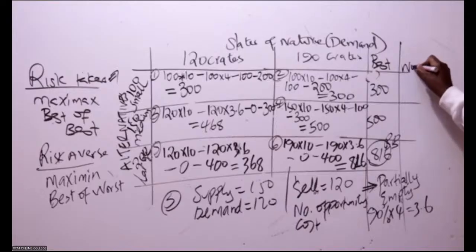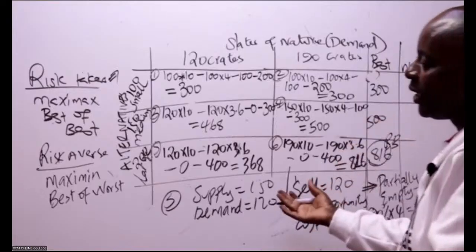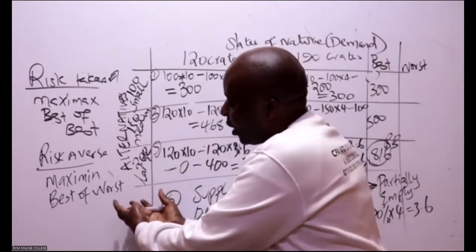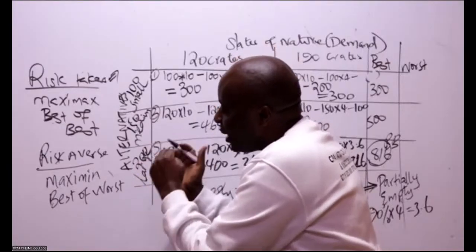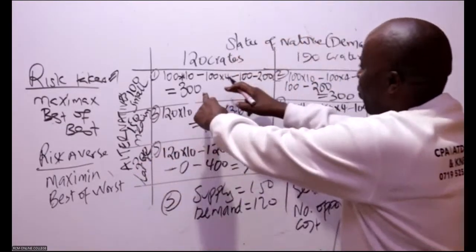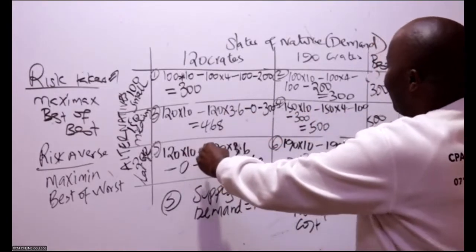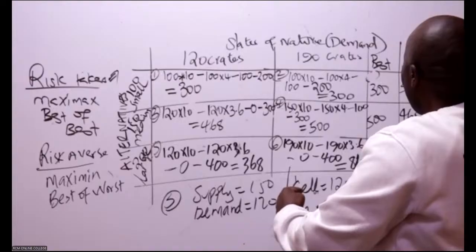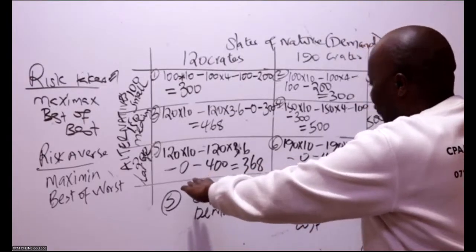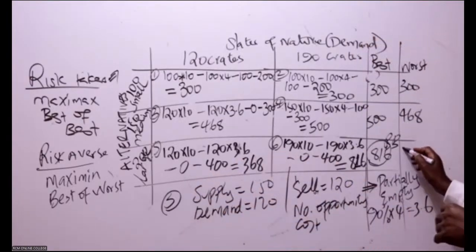So in this case, we start with the worst. To them, things don't work out very well, so you advise them on the basis of the worst scenarios. The worst for small is 300. The worst for medium is 468. And the worst for large is 368.